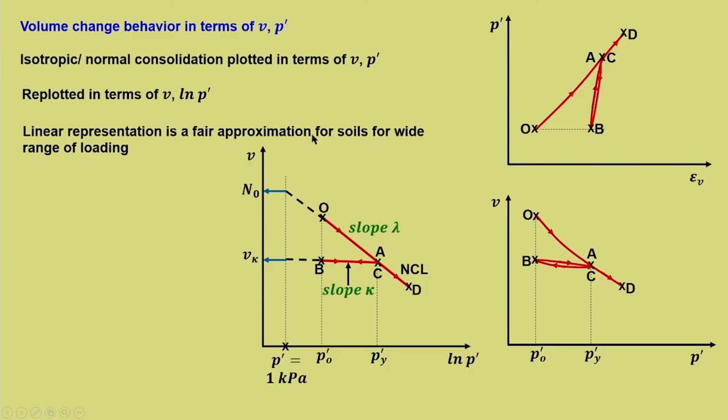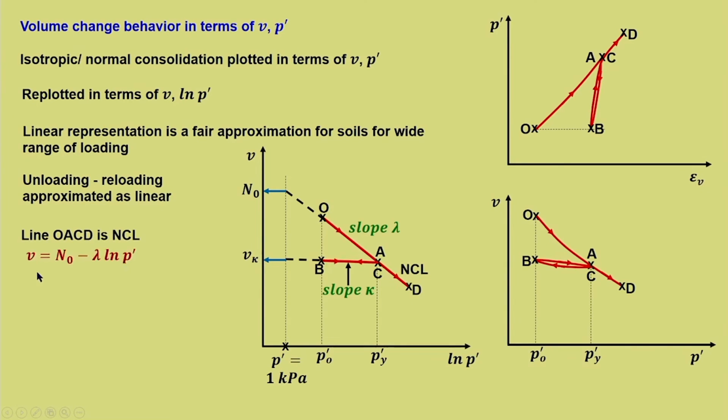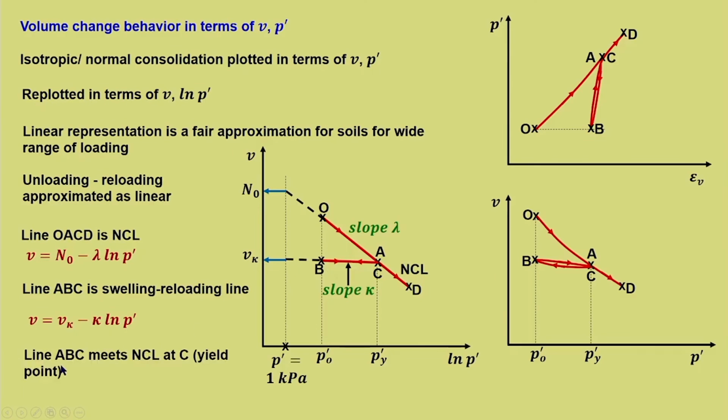Linear representation is a fair approximation for soils for a wide range of loading. Unloading reloading is approximated as linear. Line OACD is the NCL, which you can represent by V is equal to N naught minus lambda ln P dash, same thing we have done earlier. Line ABC is the swelling reloading line, for which V is equal to V kappa minus kappa ln P dash. Line ABC meets the NCL at C, that is the yield point.